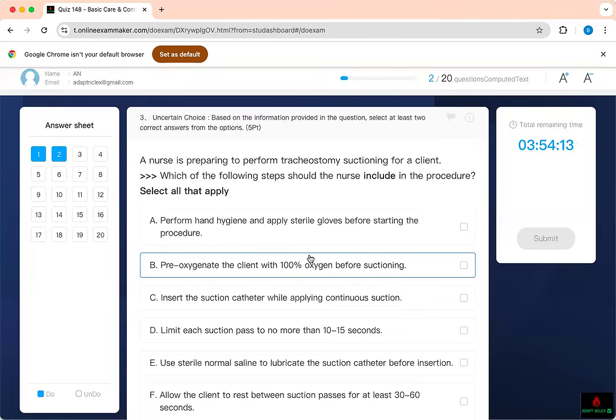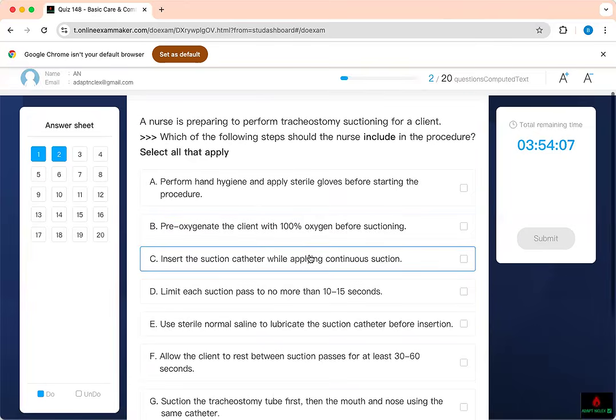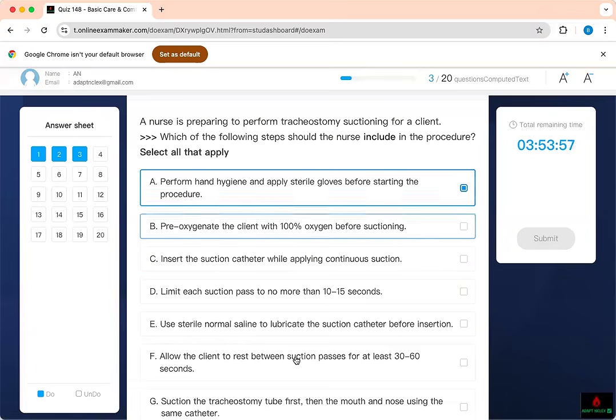Number 3, a nurse is preparing to perform tracheostomy suction for a client. Which of the following steps should the nurse include in the procedure? Select all that apply. Perform hand hygiene and apply sterile gloves before starting the procedure. This is a sterile technique, so you should do that.